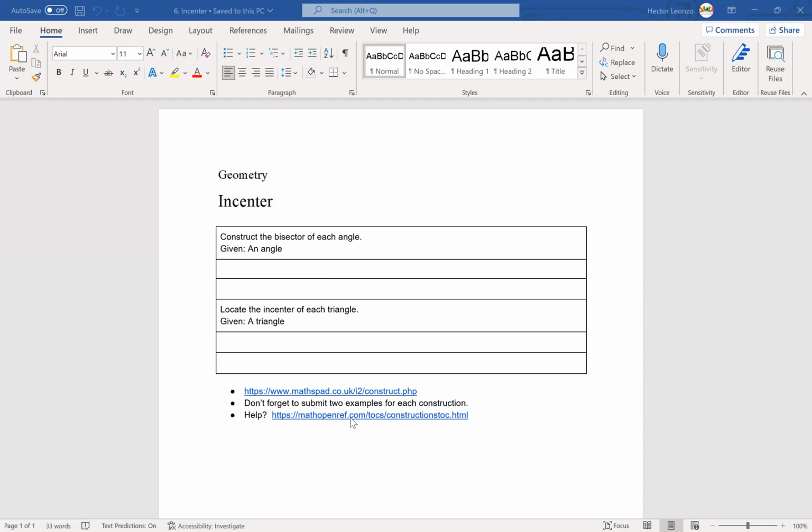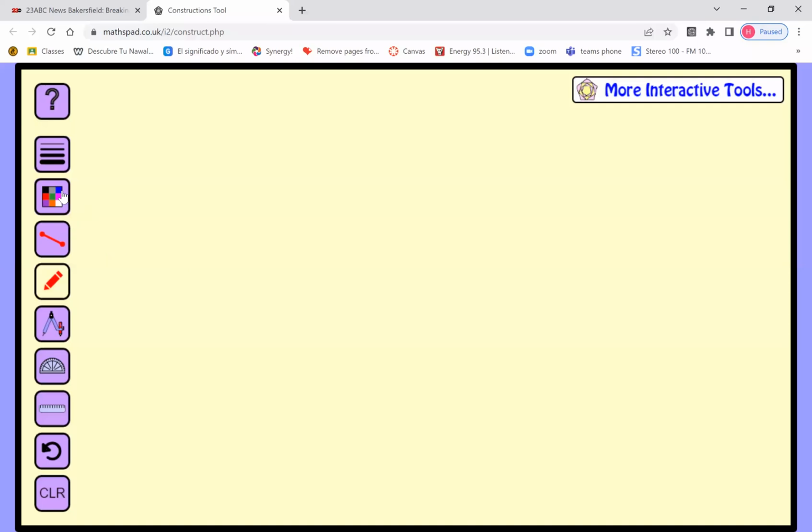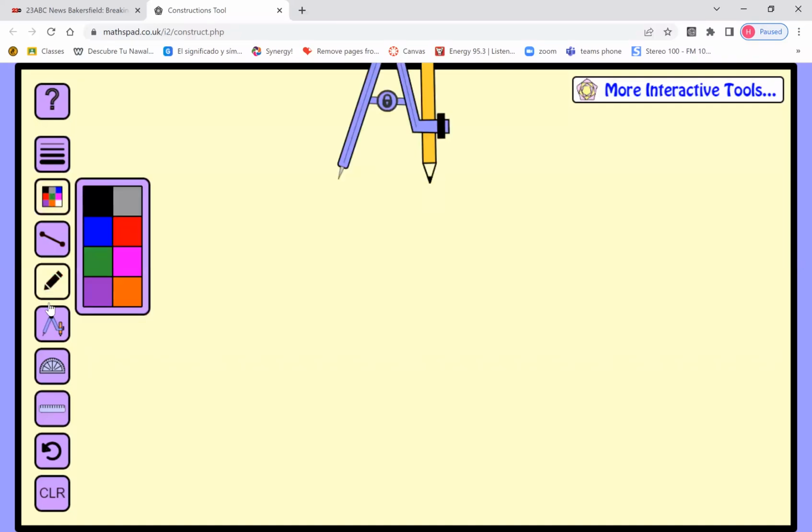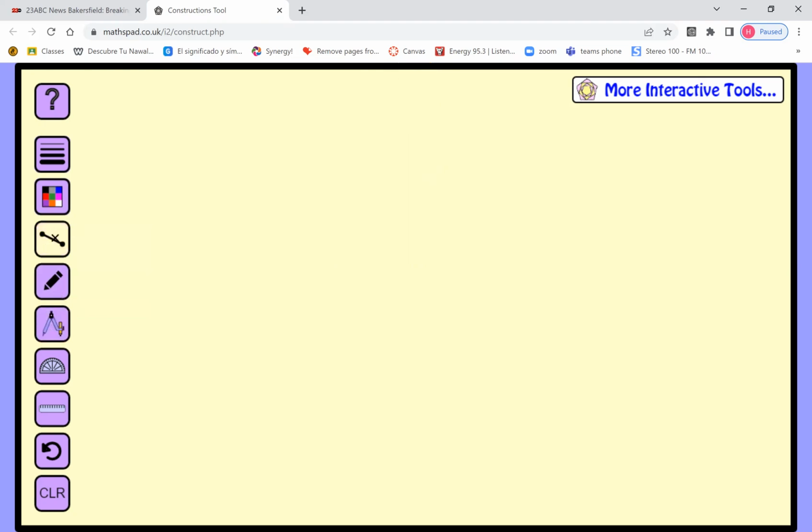So let's take a look at the first one. Construct the bisector of each angle, given an angle. All right, so let me go to the website for construction. So given an angle, I'm going to do in black what is given. You don't have to change colors, but I will change colors so we can follow along. So I'm just going to draw an angle, right? I draw a side. And then from that corner, it doesn't matter how much I open my angle, but it's going to be, let's do there. So given an angle, I have to construct the bisector.